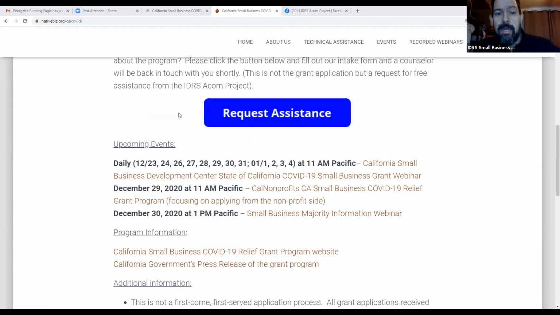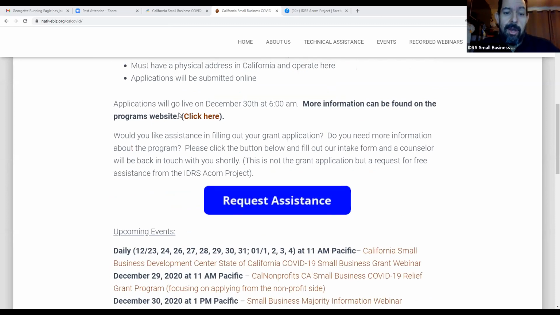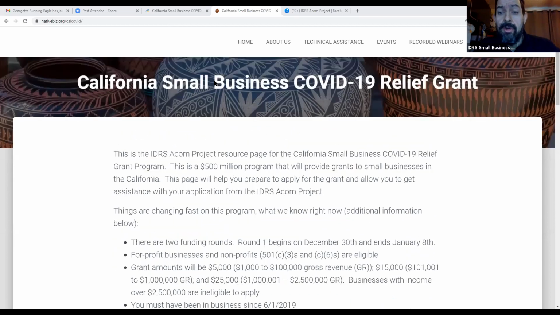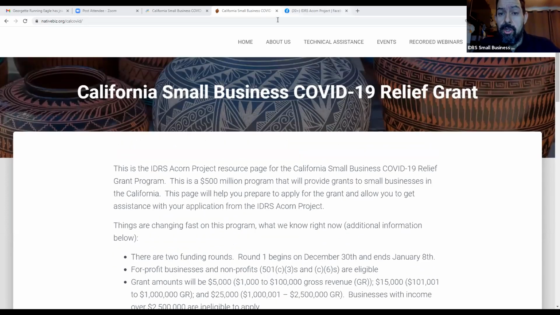Check it out if you're here in California, or if you know people that are in California, please let us know. We'd love to help them apply. And even if they don't need assistance, encourage them to apply, because there's a lot of money there that can really help people in this time of need.